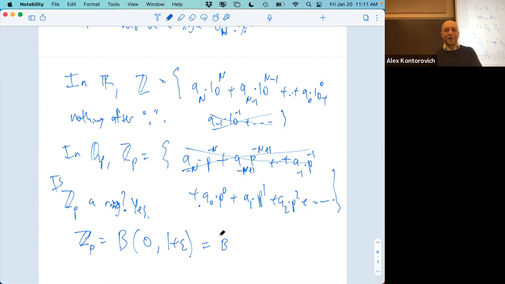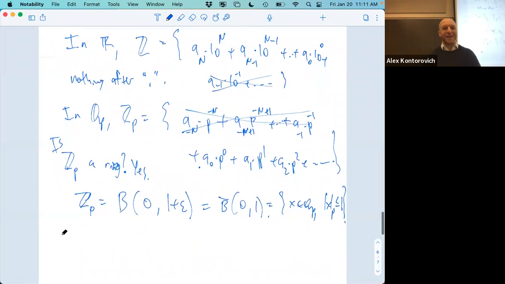If you like, it's a closed ball of radius 1. So it's all the things at distance less than or equal to 1 from the origin. In other words, it's the set of all things in Q_p whose p-adic norm is less than or equal to 1. That's the next question: is Z_p compact? Should I do that first, or let's talk about the inverse limit? I owe you two things: inverse limit and compactness.